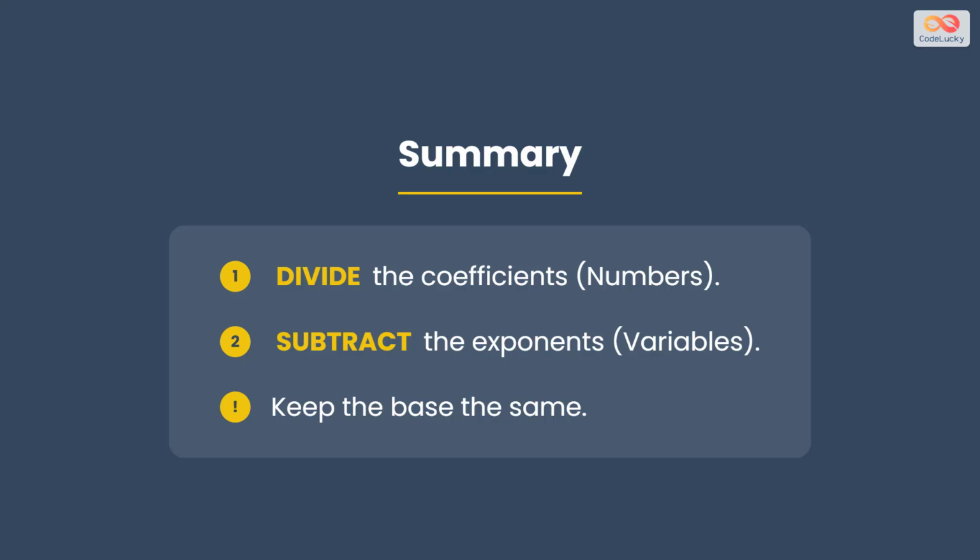To wrap up, remember these key points. Always divide the coefficients just like regular numbers. Then, subtract the exponents for the matching variables. And always keep the base variable the same.